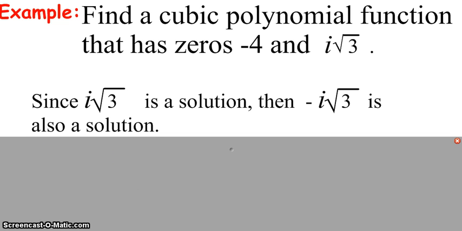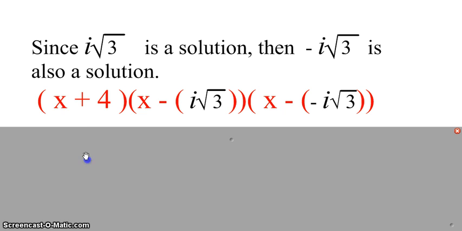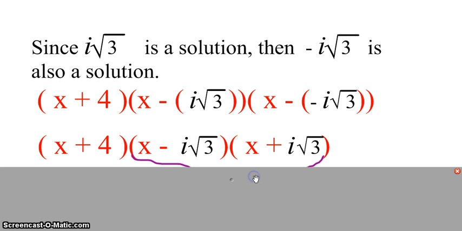So let's go ahead and write this in factored form. So I'm going to have a factor for negative 4 will be x plus 4. And a factor for i square root of 3 will be x minus i square root of 3. The factor for negative i square root of 3 will be x minus negative i square root of 3. Simplifying the negatives here for the complex solutions, you get x minus i square root of 3, x plus i square root of 3.